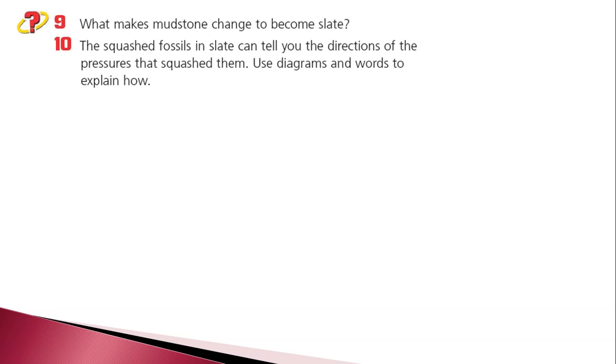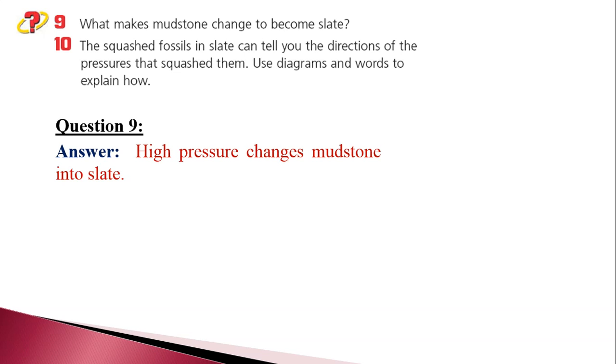Let us come back to the textbook questions. Question number 9. What makes mudstone change to become slate? As you have seen in the video, that is because of high pressure. The high pressure changes mudstone into slate.